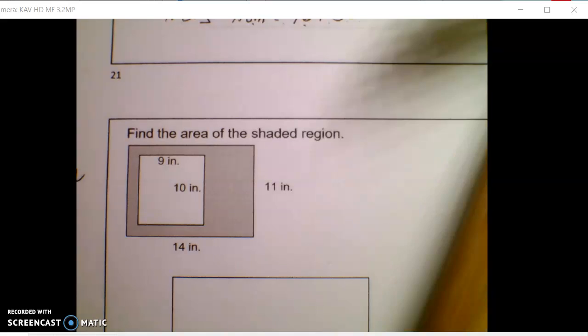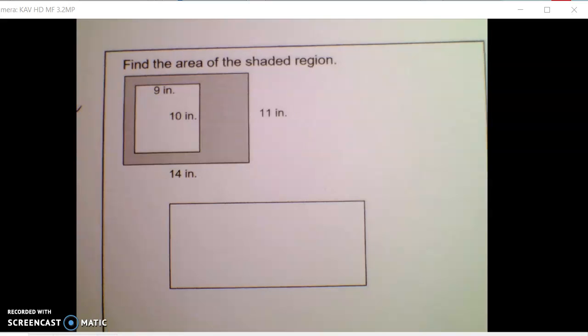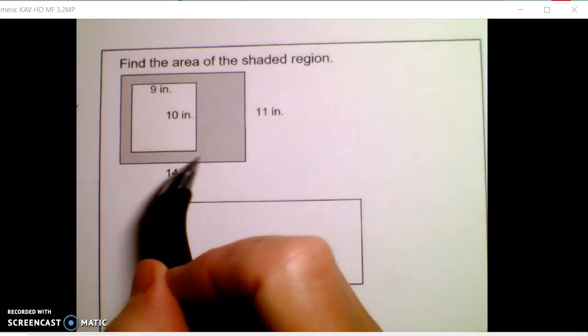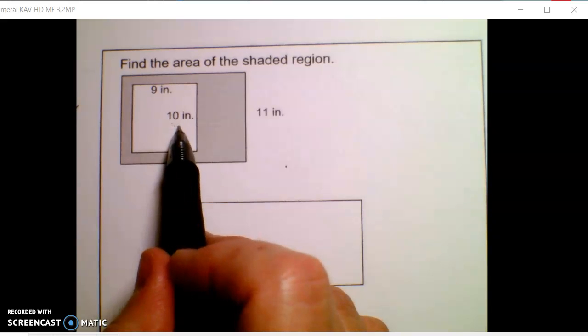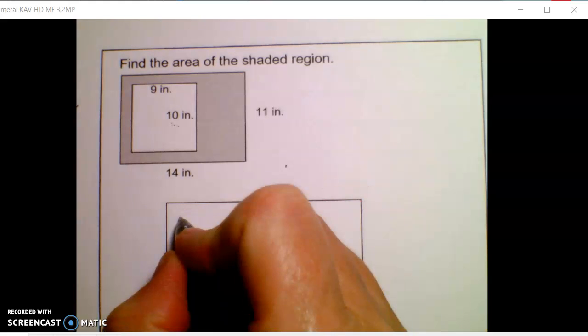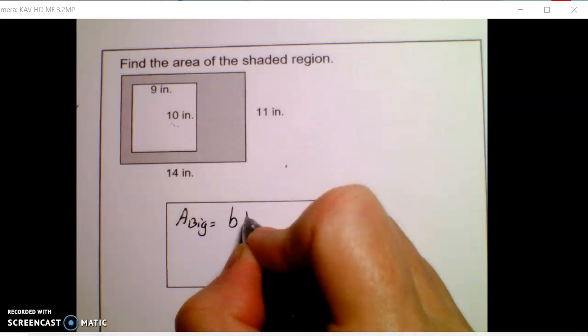Okay, we've got 2 more problems to do, and both of these are the same type of problem. We're looking for the area of the shaded region. So this shaded region right here is a rectangle. But we don't want this part right here because it's not shaded. So first we're going to find the area of the big rectangle. So area of the big is equal to base times height.